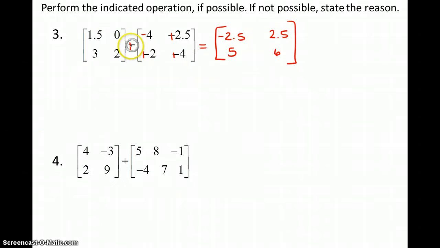After changing all of the signs in the second matrix, you should have gotten -2.5 and 2.5 for your first row, and 5 and then 6 for your bottom row. For number 4, you'll notice that you have a 2 by 2 matrix being added to a 2 by 3 matrix. This is not possible, because the dimensions are not the same.